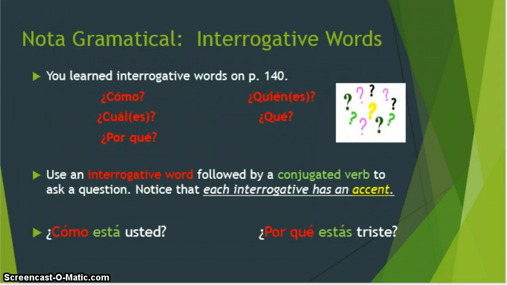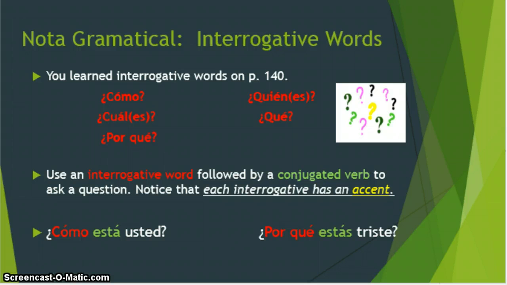Empezamos con la nota gramatical. Let's start with our grammar note, which was the interrogative words. So this is just a quick review. These are in our vocabulary list, and we've been doing some practice activities with these in class. So they're all on page 140, but without looking at your vocab list, looking at these words, do you know the meaning of these 5 question words?